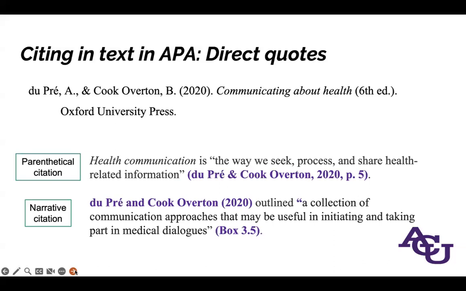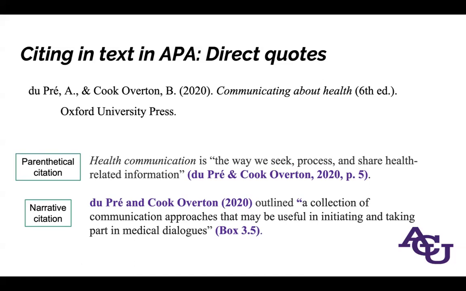We also can follow the same format when we cite direct quotes, except when you have a direct quote, you're going to need to provide locator information to tell the reader where they can find the direct quote in the context of the original source. So textbooks have page numbers. That means you can use a page number, as I've shown in the first example, Dupre and Cook Overton, comma, 2020, page 5. For a page number, we use the abbreviation P and a period.